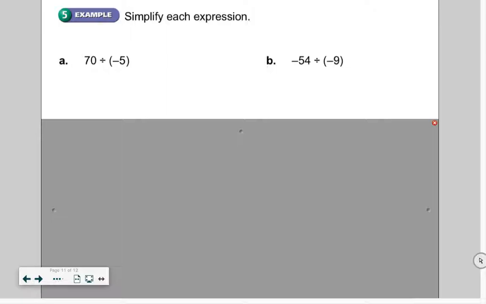Simplify each expression here. 70 divided by negative 5. Positive divided by a negative is a negative. What is 70 divided by a negative 5? Negative 14. Negative 54 divided by a negative 9. Negative divided by a negative is a positive. What? Positive 6.